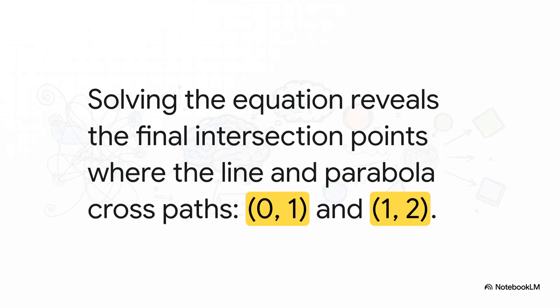When we expand that out, we get a quadratic equation, y squared minus 3y plus 2 equals 0. Now that looks scary, but it factors really nicely into y minus 1 times y minus 2 equals 0. So our y values have to be 1 and 2. We plug those back into our simple equation, x equals y minus 1, and we get our final answer, the two intersection points, (0, 1) and (1, 2).